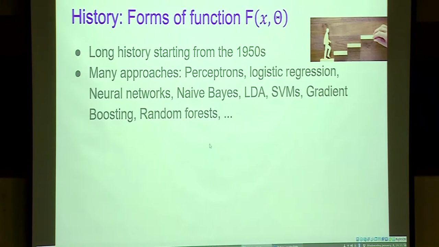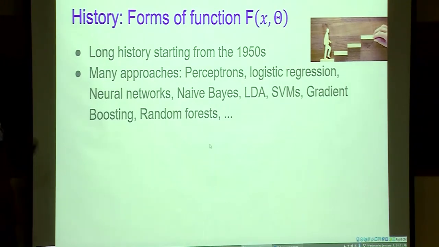So the field of machine learning is at least 70 years old, and many different function forms of F have been explored. We have gone through perceptrons, logistic regression classifiers, neural networks, naive Bayes, LDAs, support vector machines, gradient boosting, random forest. There are like 30 different machine learning models which have been developed. Each of these have gone through their own boom and burst cycle.